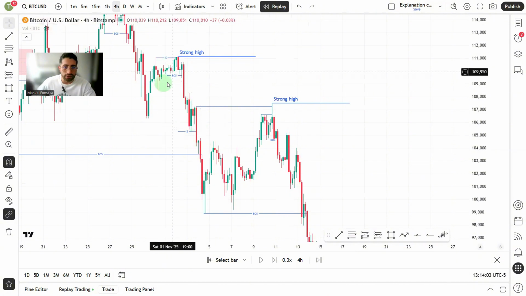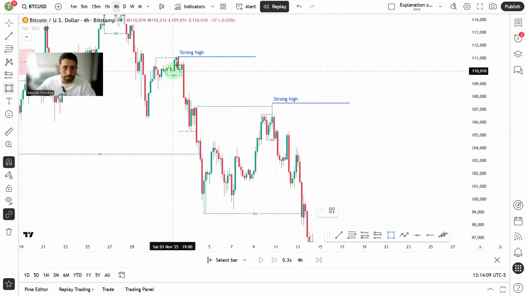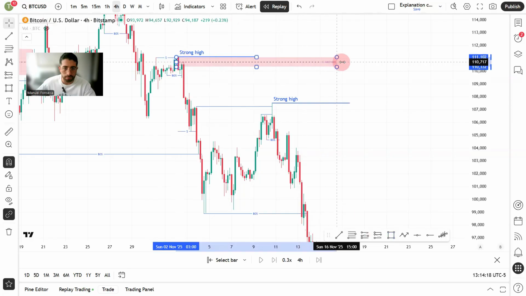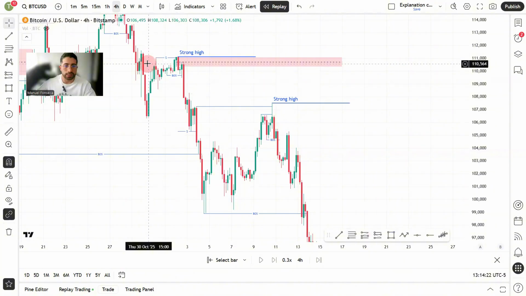And now we will have here this strong high. Now, from the strong high, we're going to keep analyzing the order blocks. So this is the bullish candle right here, bullish candle, boom. We have the same after the break of structure, the price broke it.